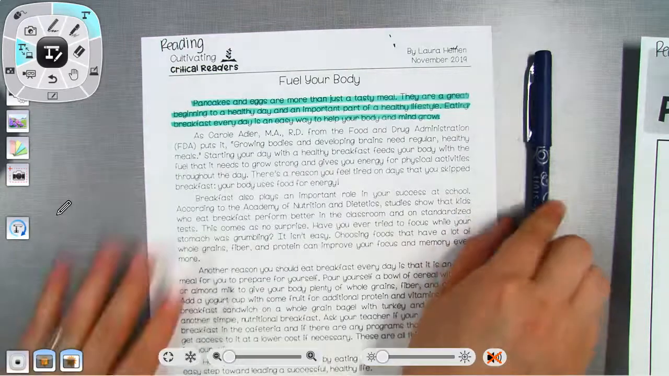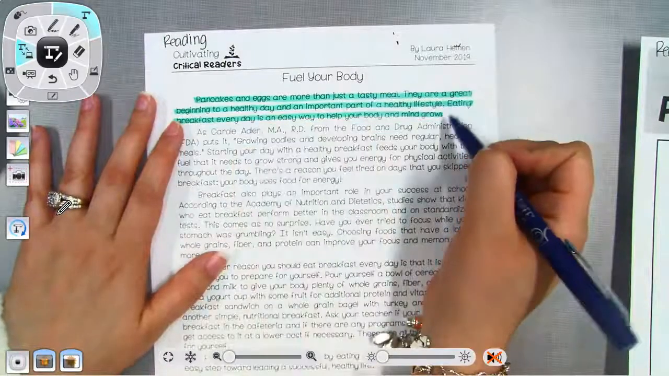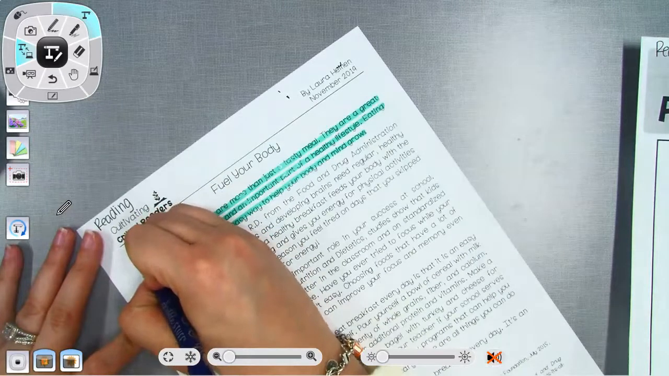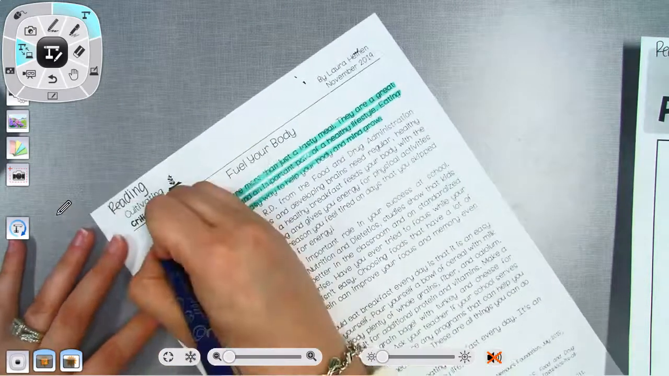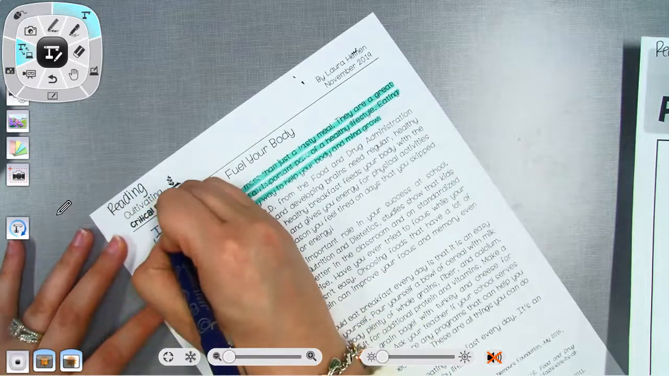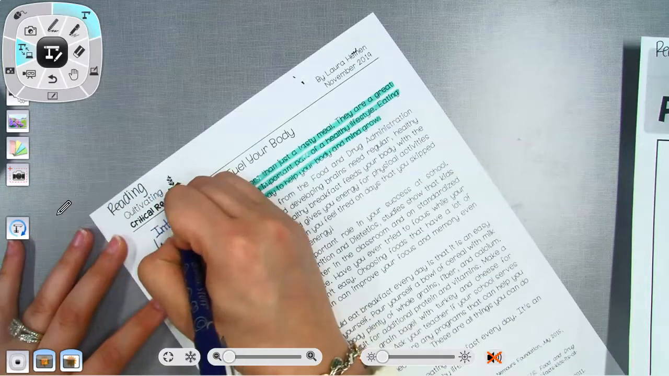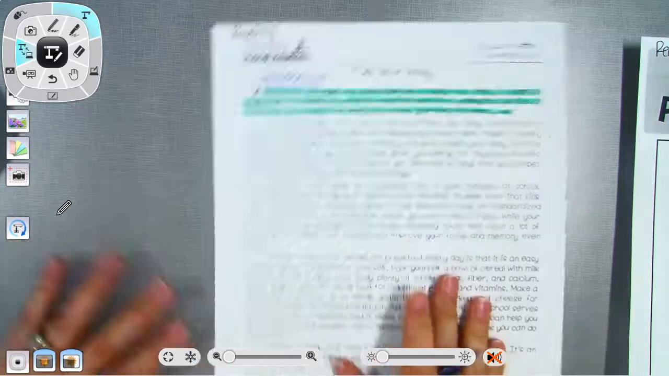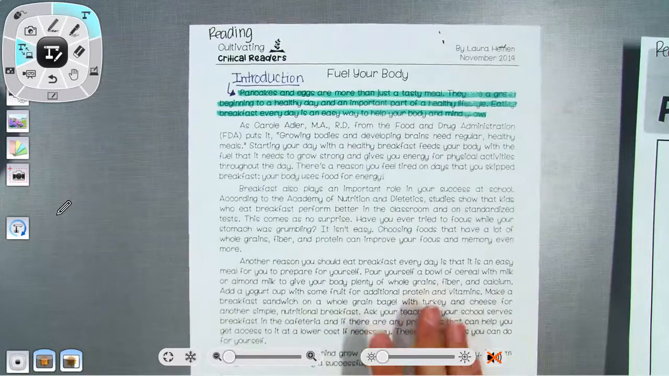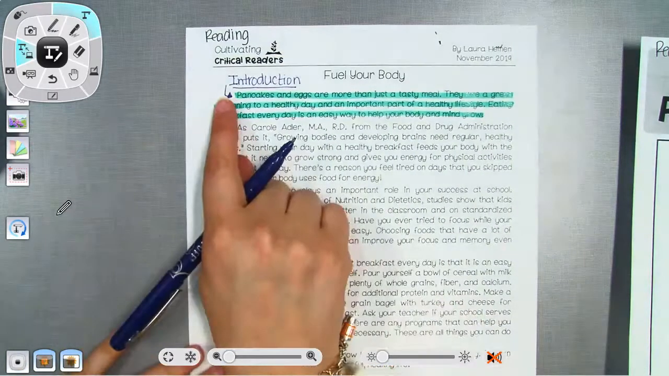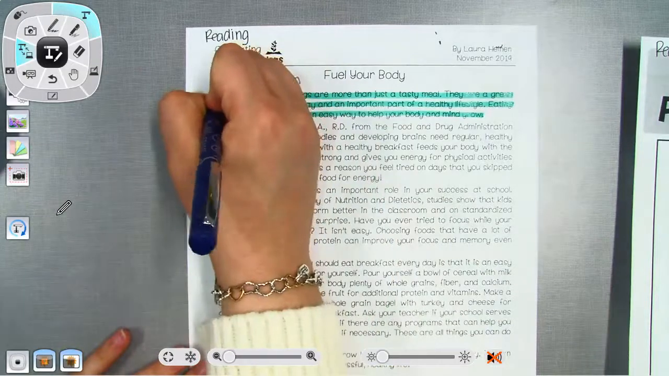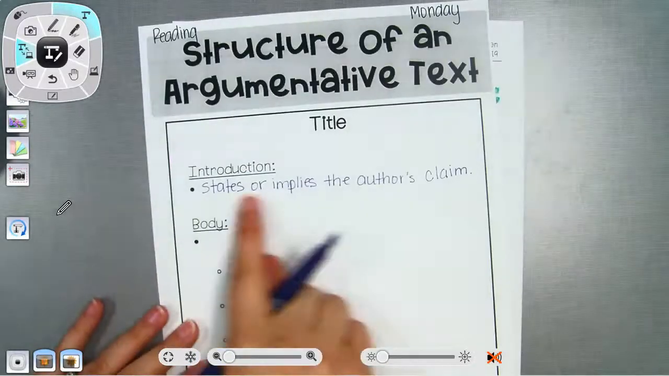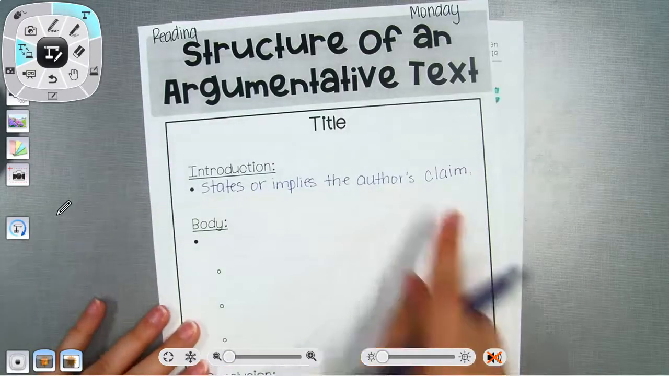Okay, so remember, this right here is our introduction. So I'm just going to draw an arrow, and I'm going to write introduction. Okay, introduction. And this would also be my paragraph number. This is paragraph number 1. So my first paragraph is my introduction. Okay, and we said that it states or implies the author's claim.